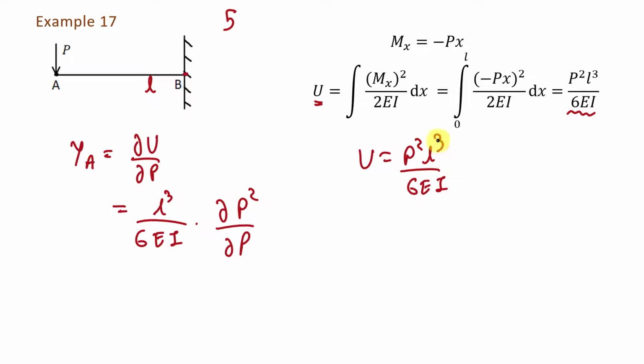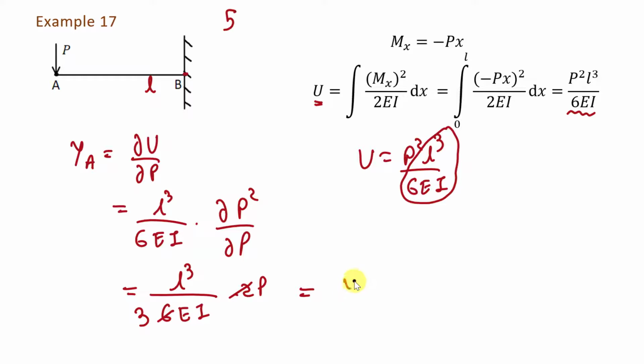Fine. Here I take these terms as common. So now what will be the derivative of P square with respect to P? It will be 2P, right? So we can write that L cube divided by 6EI into 2P. Here this 2 will be cancelled and here it will be 3. So we have deflection at point A is equal to PL cube by 3EI.